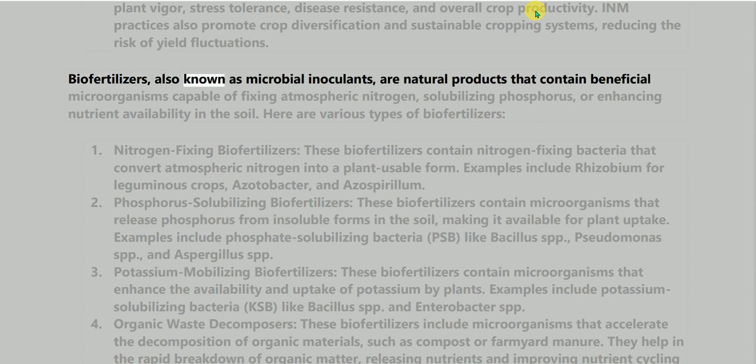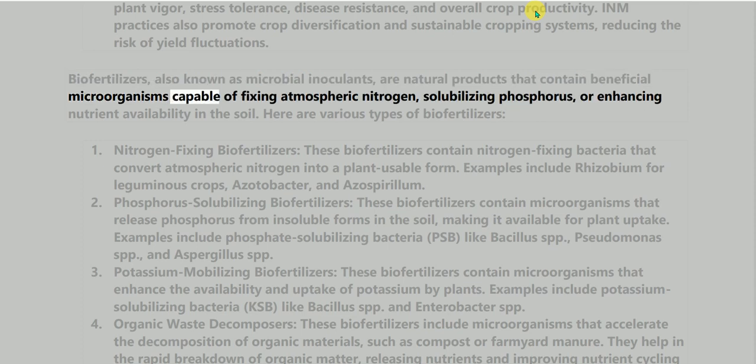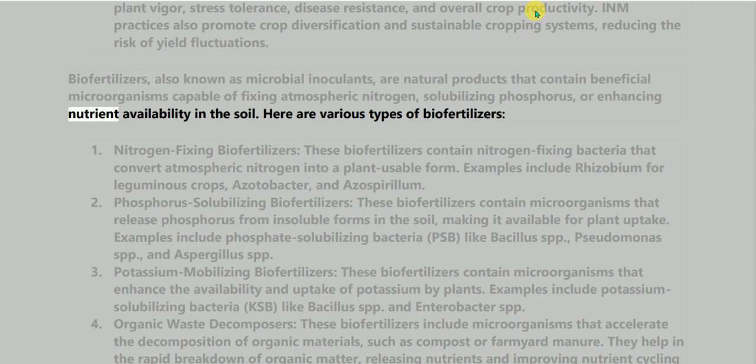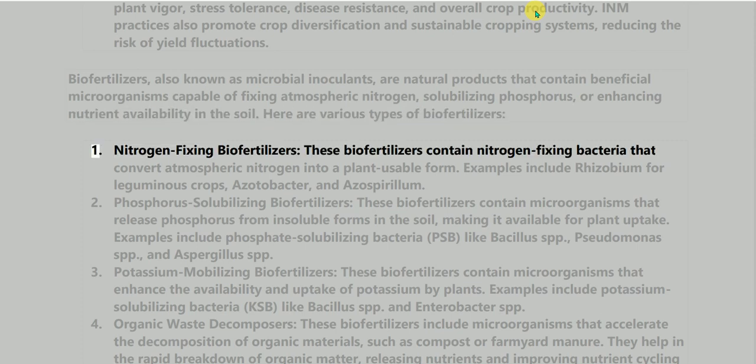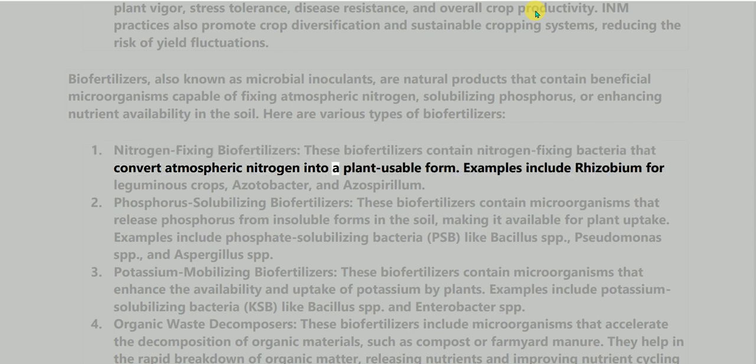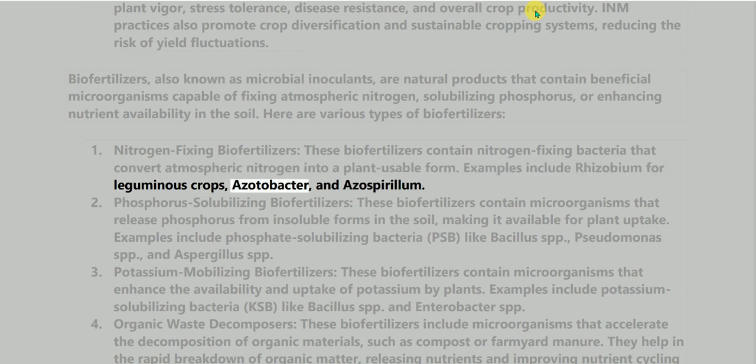Biofertilizers, also known as microbial inoculants, are natural products that contain beneficial microorganisms capable of fixing atmospheric nitrogen, solubilizing phosphorus, or enhancing nutrient availability in the soil. Here are various types of biofertilizers. 1. Nitrogen-fixing biofertilizers. These biofertilizers contain nitrogen-fixing bacteria that convert atmospheric nitrogen into a plant-usable form. Examples include rhizobium for leguminous crops, azotobacter, and azospirillum.